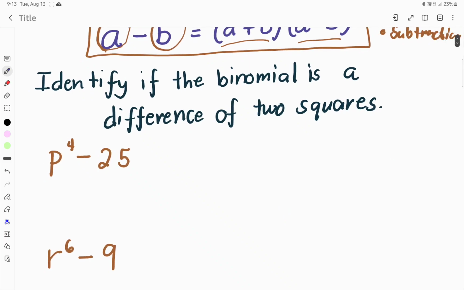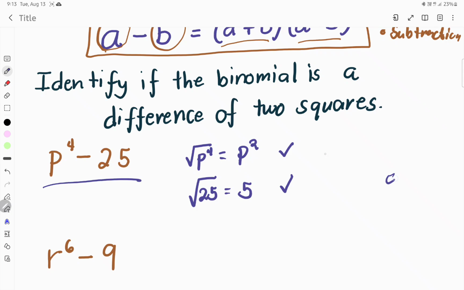So let's try now. First, you check the square root of p to the fourth. The square root of p to the fourth would be p squared, so it is a perfect square. Now, we need to get the square root of 25. The square root of 25 is 5. So, it's working and it is subtraction. Therefore, we can say that p to the fourth minus 25 is a difference of two squares.